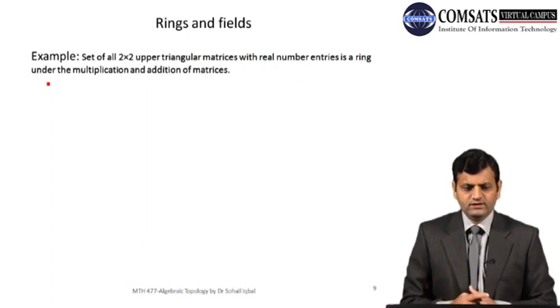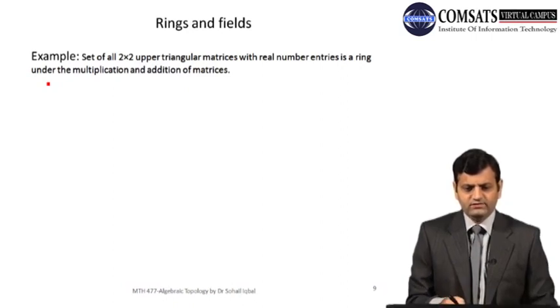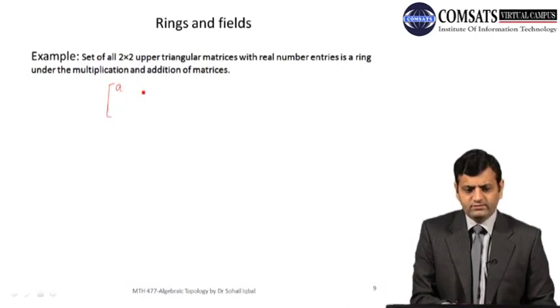Now consider another simple exercise: the set of 2 cross 2 upper triangular matrices with real number entries is a ring under the usual operations of multiplication and addition of matrices. So what are 2 cross 2 upper triangular matrices? These are matrices of the form [A, B; 0, C], where the entries A, B, C are real numbers.